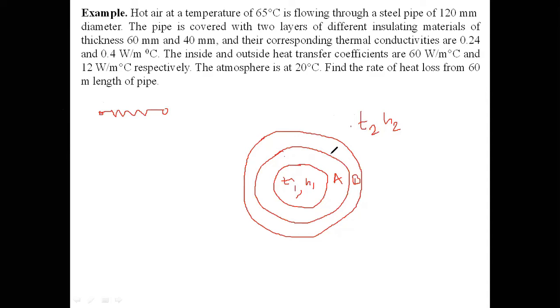Okay, this is T1, this is T2, and temperature T3, make this T4. So first T1 to T2. So this is T1 to T2. This is the convective heat transfer rate.